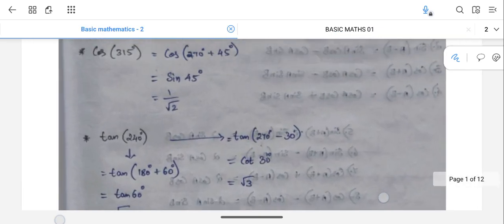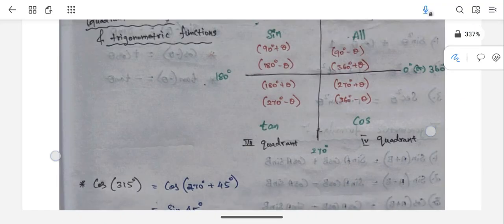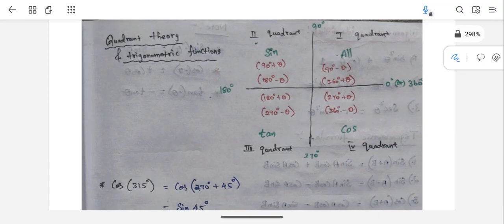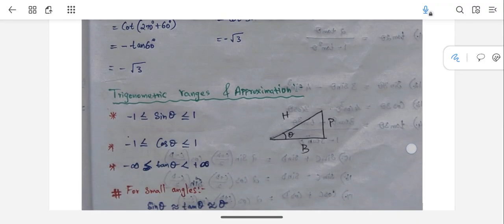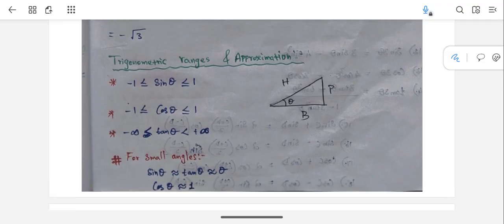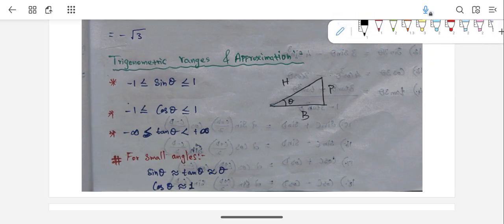So as I said, these are the things I have discussed in the last sessions: quadrant theory, and some questions I have discussed with you, right? So in continuation of that, as I told you already, we are now going to continue this trigonometry. Only a few things are left, guys.